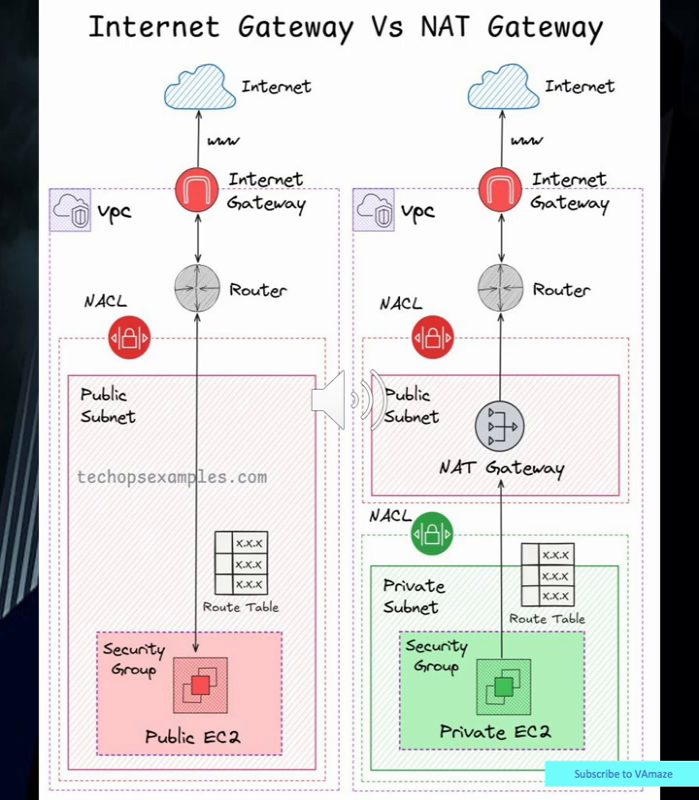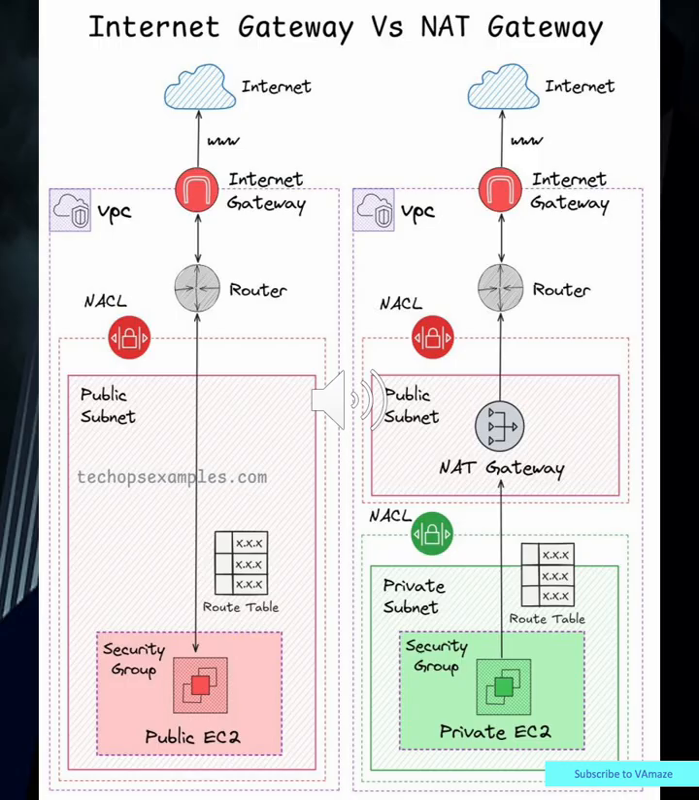The security architecture difference. Both setups use the same security layers, NACLs and security groups, but they apply them differently. With Internet gateway, security groups act as your primary firewall, controlling exactly which ports and protocols can reach your public instances. NACLs provide subnet-level filtering as an additional security layer. You must explicitly configure what traffic is allowed in and out.